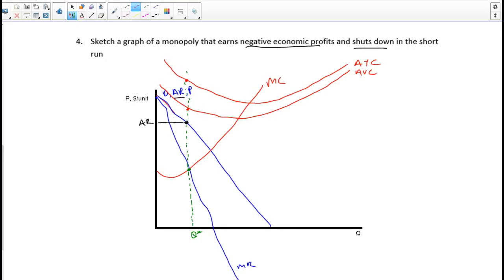So now we can see we only care about values along this line. Average revenue is here. Average cost is all the way up here. So the loss rectangle is going to be this guy. And because average variable cost is here above average revenue, that means shut down.